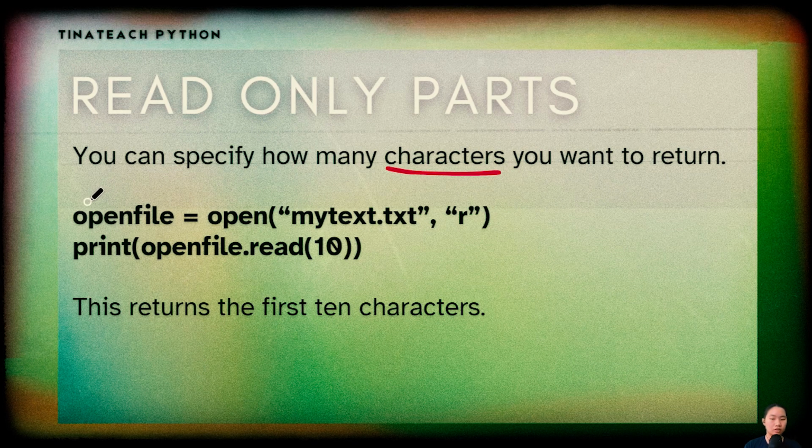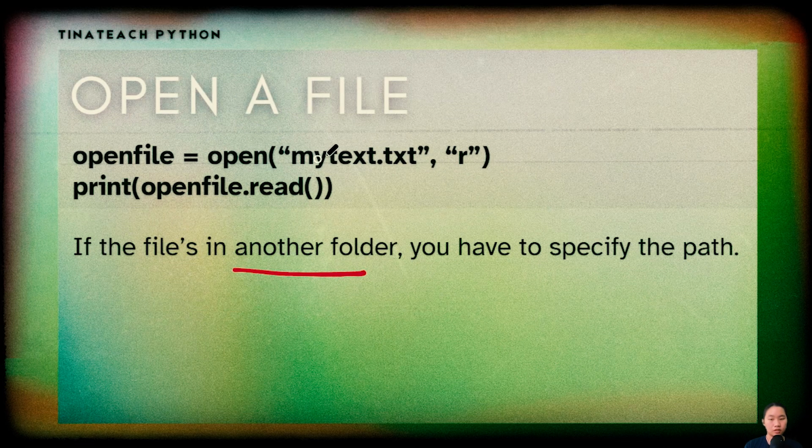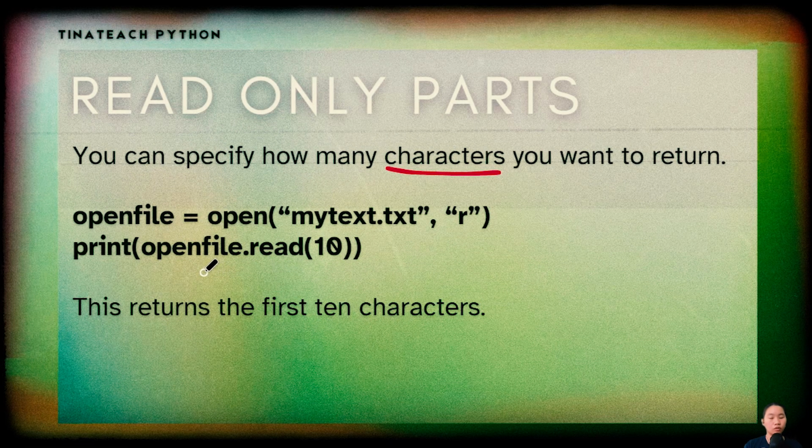Next up, reading only parts, specifying how many characters you want to return. We have the typical open file equals open, my text file. It's the same thing here. The only thing that's changing is the print statement down here. Open file dot read 10 returns the first 10 characters.